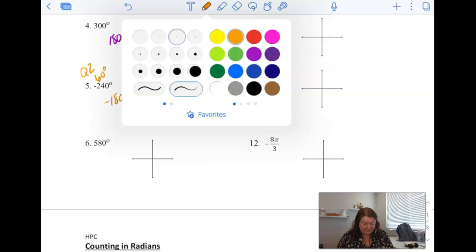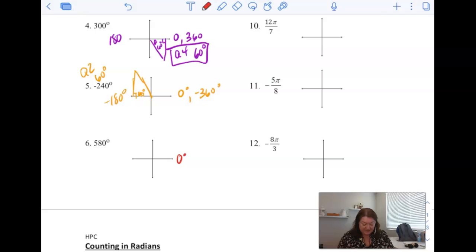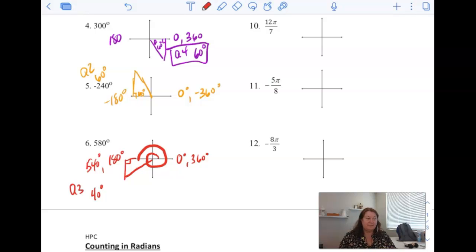Right? And our last one, 580. So we know to get back to here is 360. To get over to here is 540. That's pretty darn close to 580. So on this one, we would have gone around all the way to here, and then we would have gone another 40 degrees. So another 40 degrees would be right about here, and we'd make a right triangle, and we'd be in quadrant 3. And how far was it that we went past 540? We went 40 degrees past. So our reference angle is a positive 40 degrees.